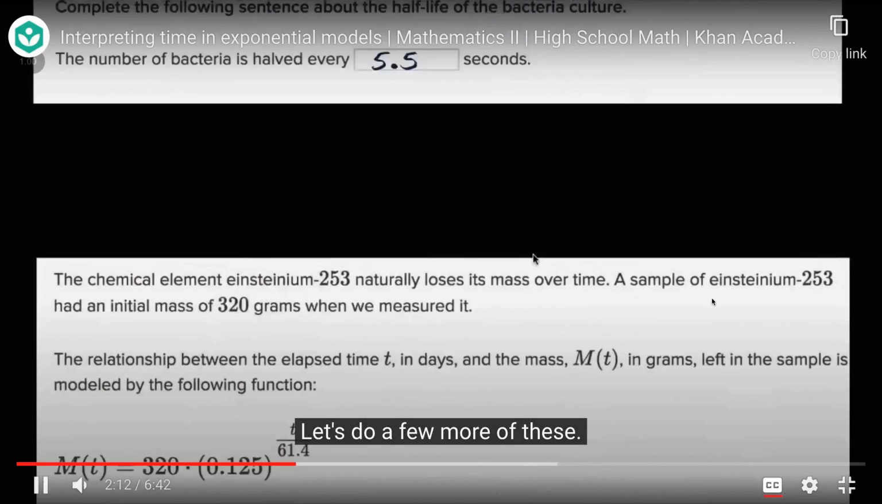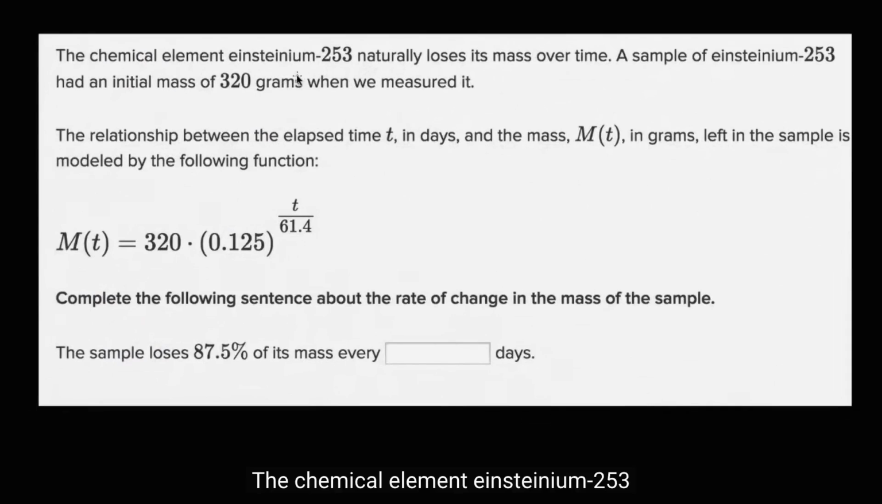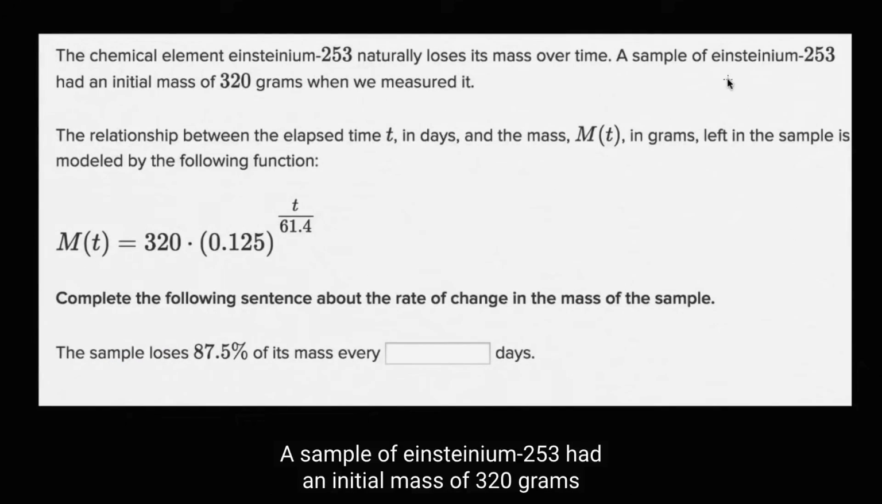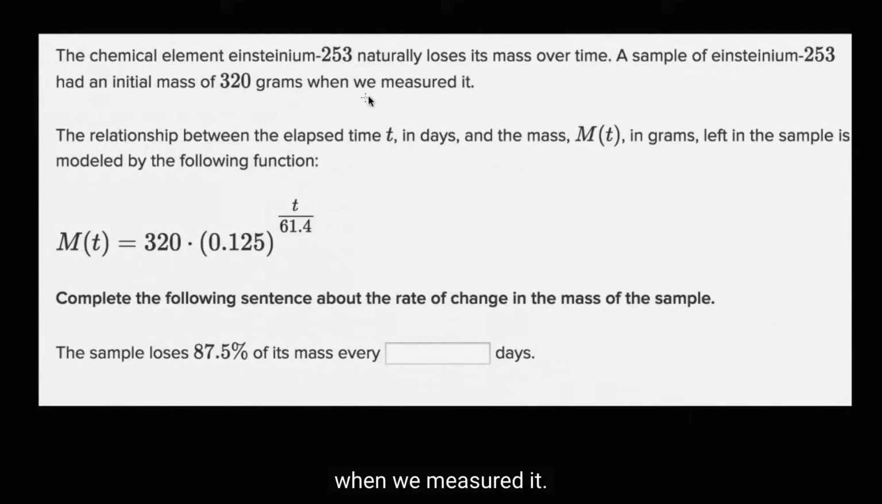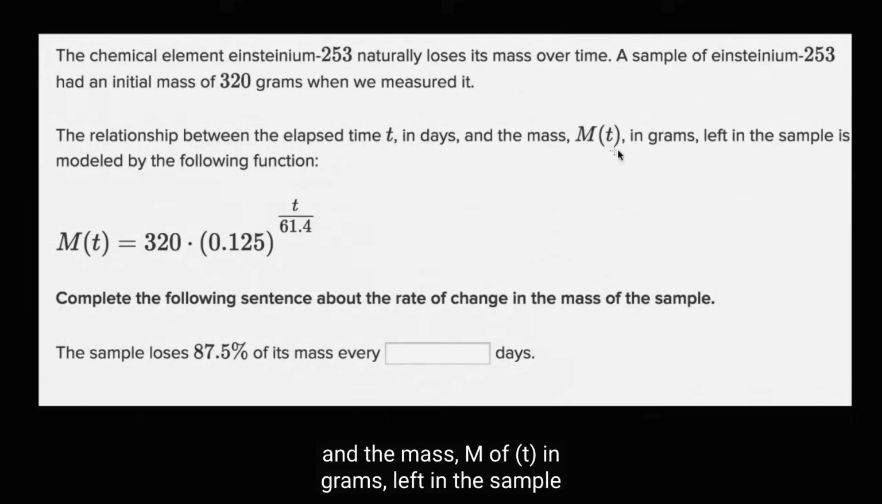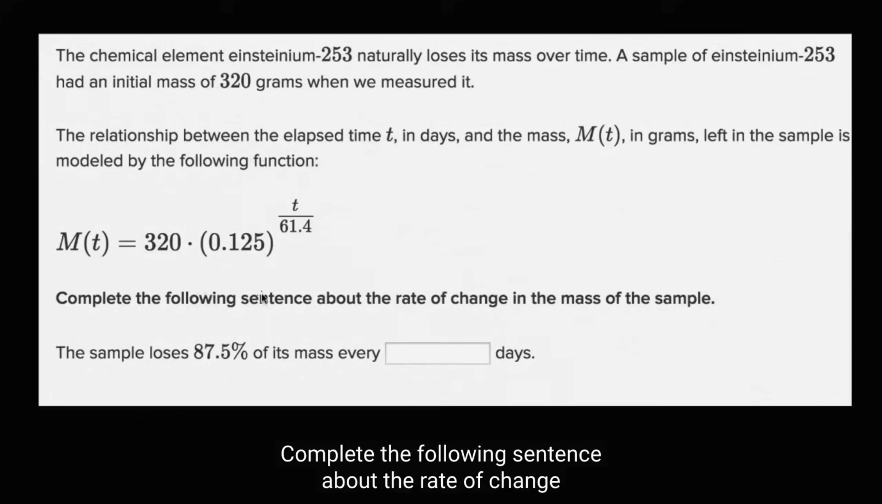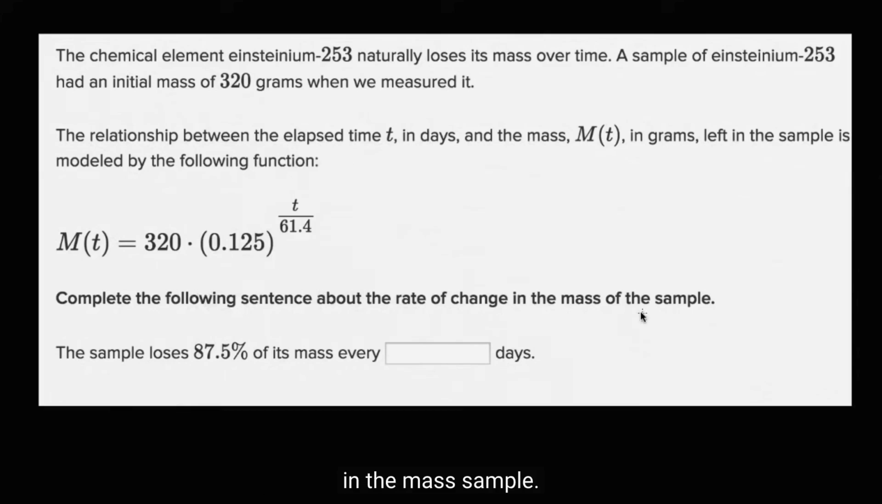Let's do a few more of these. The chemical element Einsteinium-253 naturally loses its mass over time. A sample of Einsteinium-253 had an initial mass of 320 grams when we measured it. The relationship between the elapsed time t in days and the mass m of t in grams left in the sample is modeled by the following function. Complete the following sentence about the rate of change in the mass sample. The sample loses 87.5% of its mass every blank days.